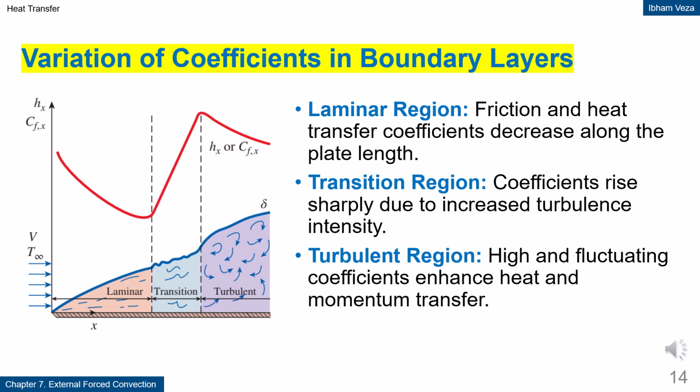This slide shows how the friction and heat transfer coefficients vary along the plate. In the laminar region, their values tend to decrease as the distance from the leading edge increases. When the flow enters the transition region, a sharp increase occurs due to rising turbulence intensity. In the turbulent region, the coefficients become higher and fluctuate. This pattern explains why the transition location is very important in engineering analysis.